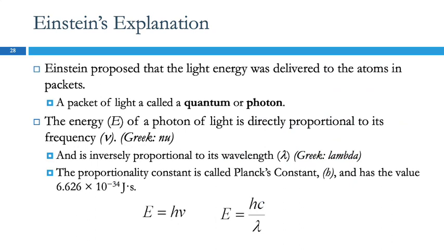So Einstein proposed that the light energy here was being delivered to atoms, to the electrons, in packets. So a packet of light is called a quantum or a photon. And those are words that come up in science fiction movies and literature, quantum and photon. So a photon is a piece of light. The energy that photon has is proportional to its frequency.